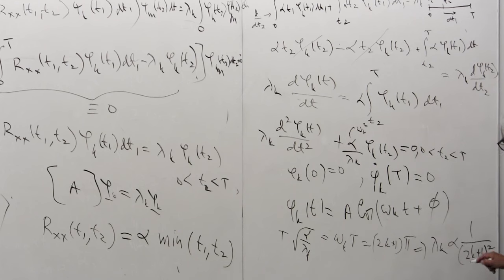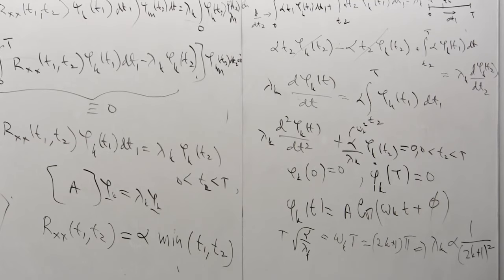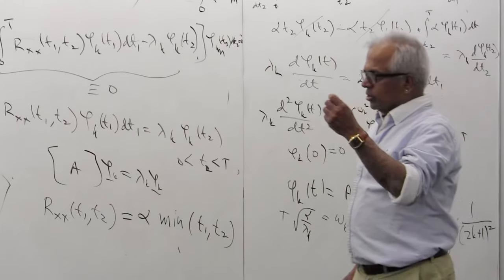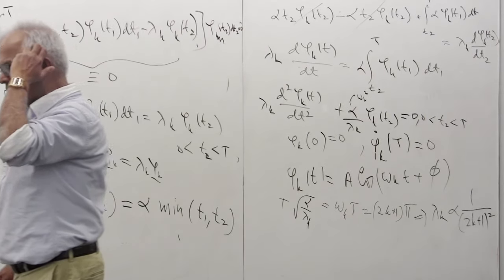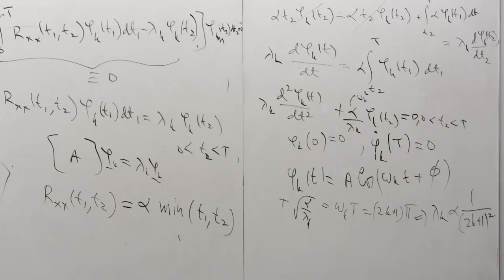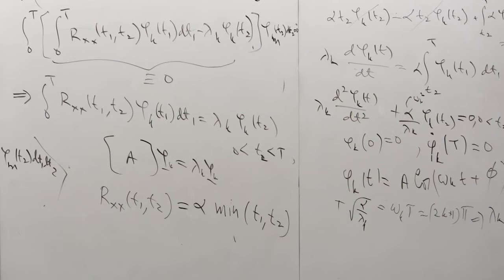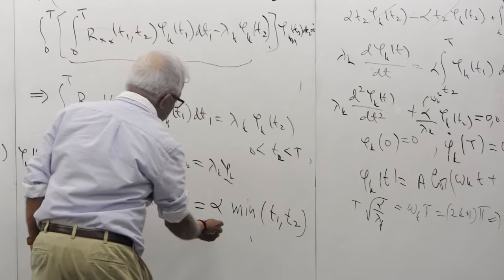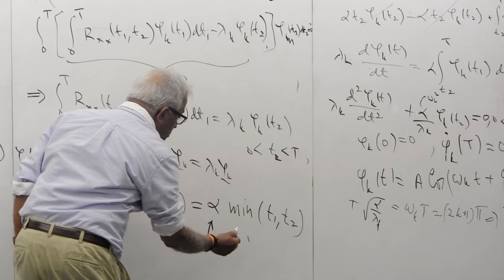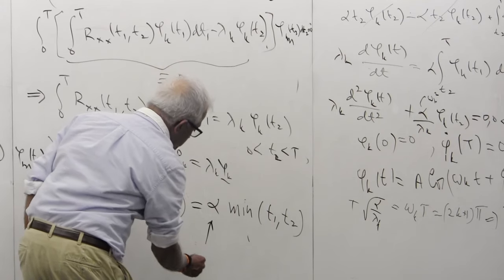So you don't have to worry about too many components, because the lambda k is square of the. So you can discretize using simply a few sines and cosines. But that will not be the case if this alpha here also, like before, varies with respect to time.